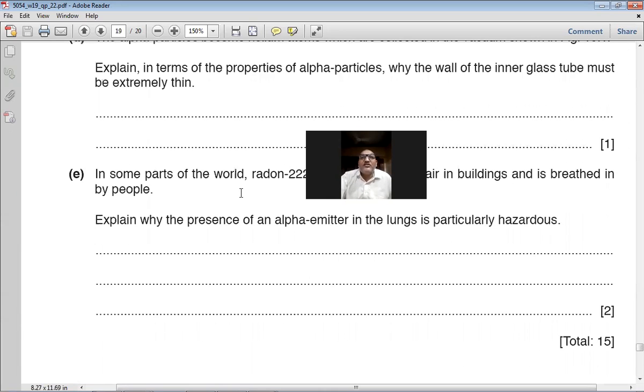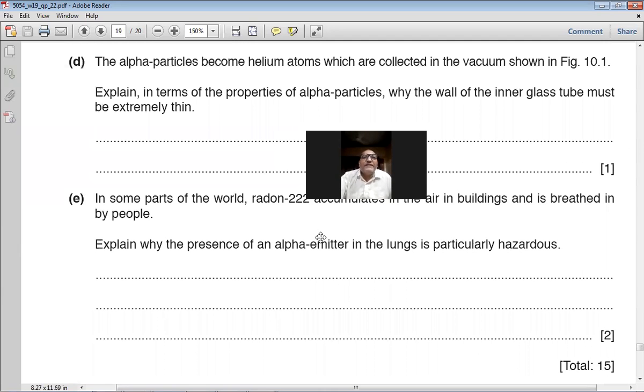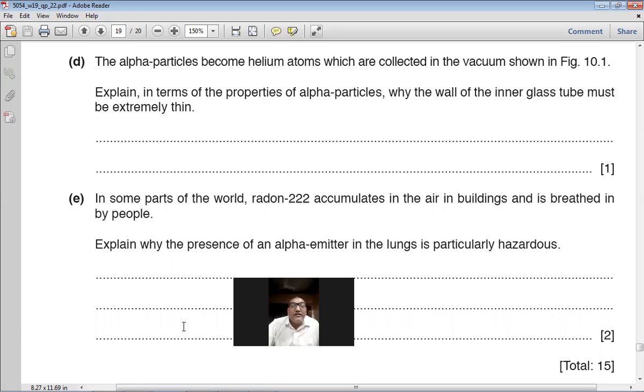And the next question, let's do this next question, then we will check what I have written. In some parts of the world, radon-222 accumulates in the air, in the buildings, and this is breathed in by the people. Explain why the presence of an alpha emitter in the lungs is particularly hazardous. If you have taken a source of alpha particles inside your body, then why would it be dangerous?